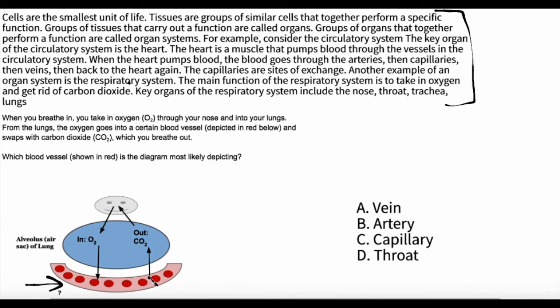Now, we also see an arrow going from the red structure back into the lung, and then from the lung out through the nose. And this says CO2. So basically it looks like at this red structure, oxygen is coming in, CO2 is going out. So tell me, this blood vessel right here, is this a vein, an artery, a capillary, or a throat? And you might have to reread this passage, or at least parts of it, and review the information on the screen to try to figure it out. So take your time with this, pause the video, try this one out, and then when you're ready, we'll go over it.